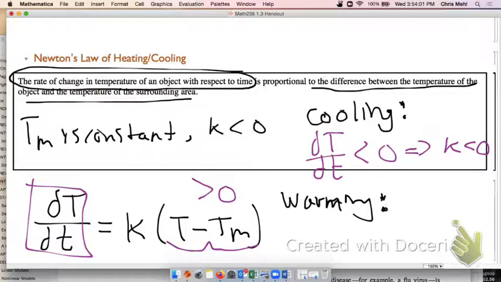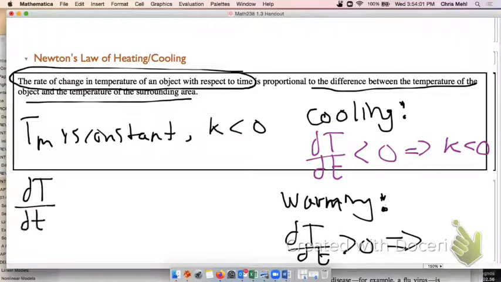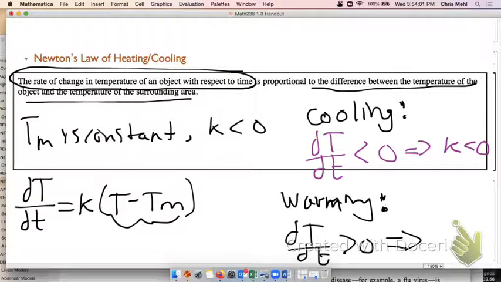If you're warming, dT/dt has to be greater than 0. Let me erase this and rewrite it for a second. Why does that imply that k has to be negative? Well, dT/dt is k times (T minus T_m). If you are warming, this quantity right here has to actually be less than 0.